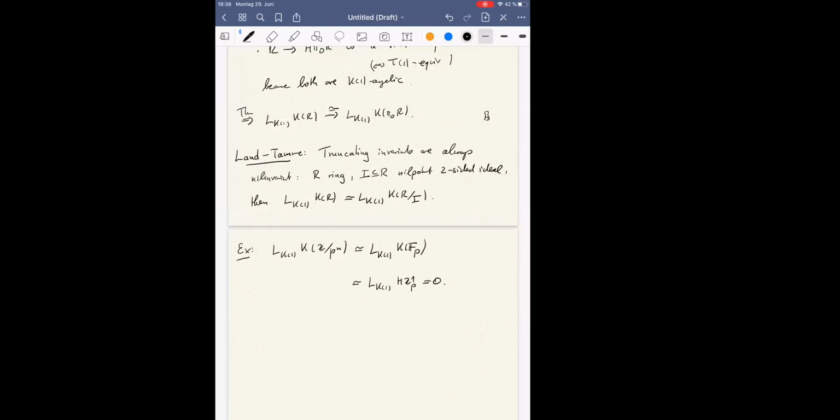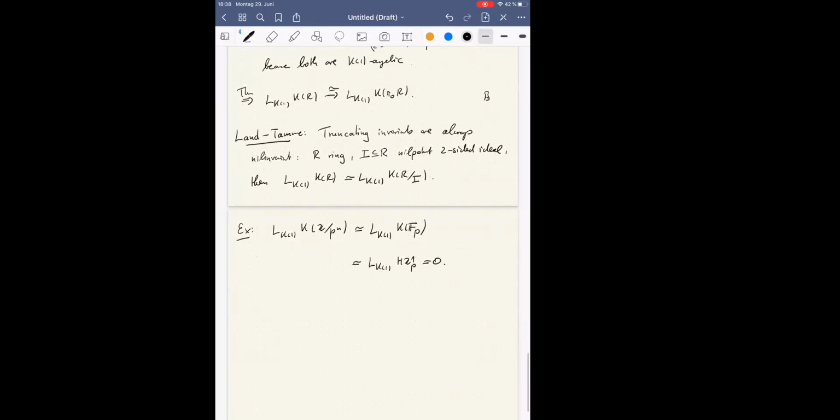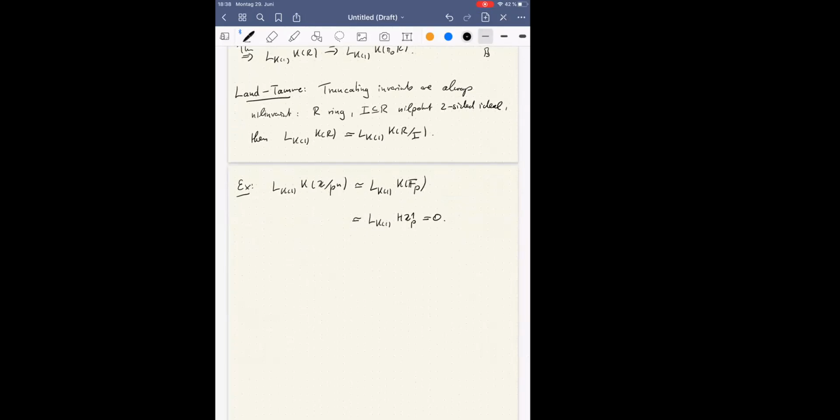So this is how we prove this theorem of Burklund, Clausen, and Mathew. How we reprove this? This was actually the starting point of the whole project. We want to reprove this theorem using this Land and Tamme theorem. Okay. So are there questions about this?